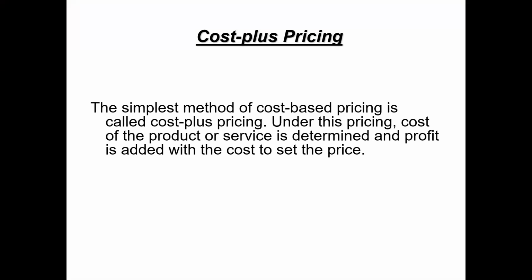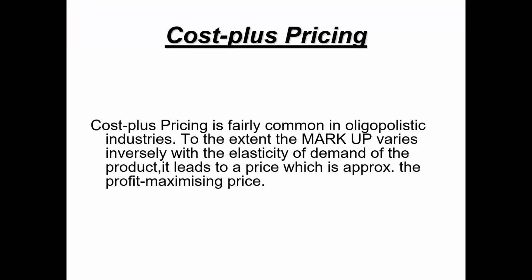Now, this markup is set sufficiently high to cover average variable cost and of course fixed cost, and also provide a high profit margin for the firm. So, cost plus pricing is fairly common in oligopolistic industries, to the extent the markup varies inversely with the elasticity of demand of the product. So it leads to a price which is approximately the profit maximizing price.